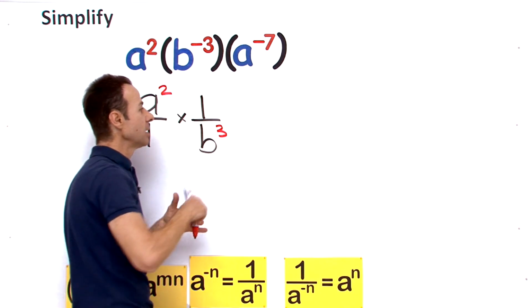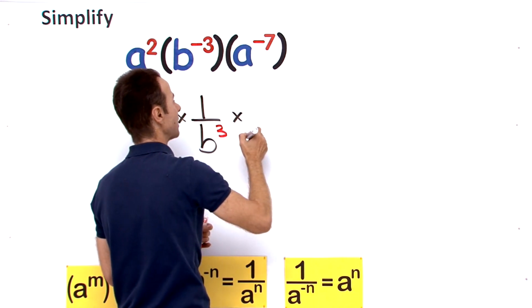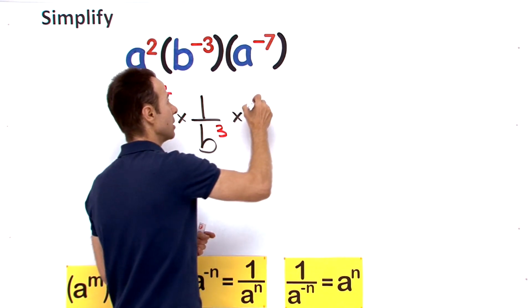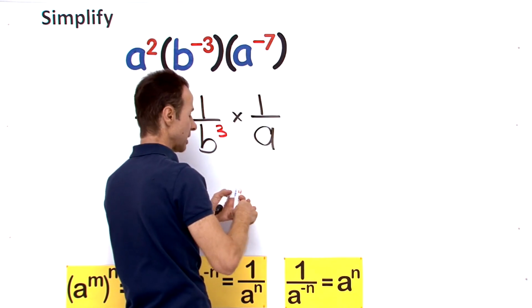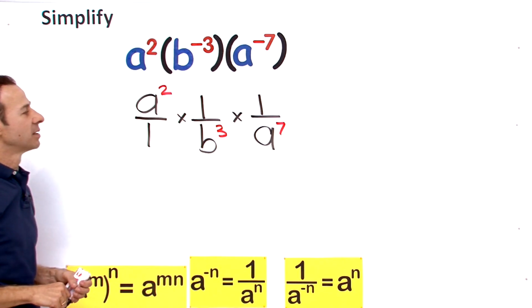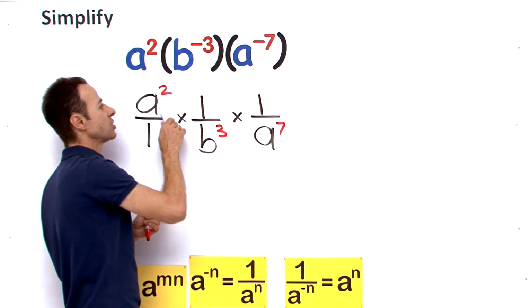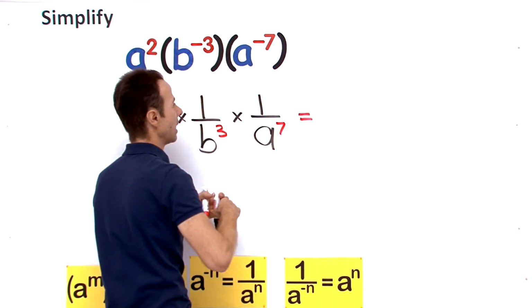Okay, let's multiply again. We have another negative here. So this is a to the negative 7. So what's the reciprocal of a? It's 1 over a. So 1 over a, because we have the negative, now it becomes a positive 7. Okay, now all we have to do is multiply across. So it's a squared times 1, that's going to equal a squared.